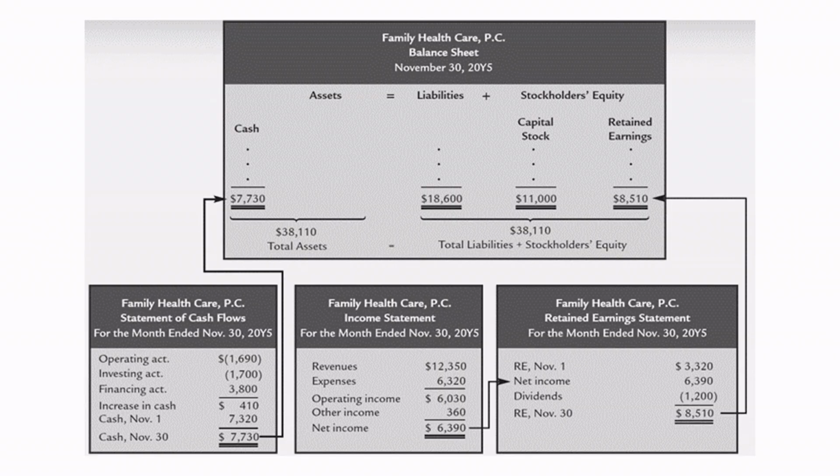Let's take another look at how financial statements are integrated. The ending cash balance on the statement of cash flows is the same as the cash balance on the balance sheet. The net income on the income statement is the same as on the statement of retained earnings. And finally, the ending retained earnings balance on the statement of retained earnings is the same as the retained earnings balance on the balance sheet.